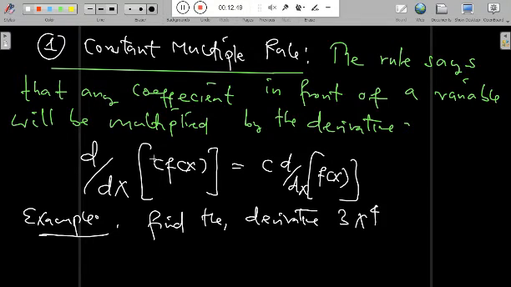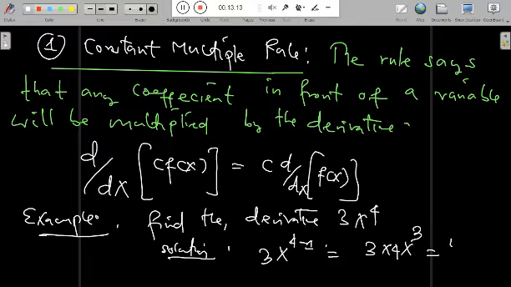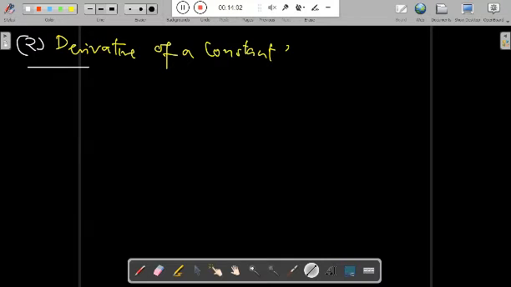It will be better to see how this constant multiple rule works. Find the derivative of 3x raised to the power 4. Solution. We take 4 times 3, which is 12, and 4 minus 1 is 3, so the answer is 12x cubed.